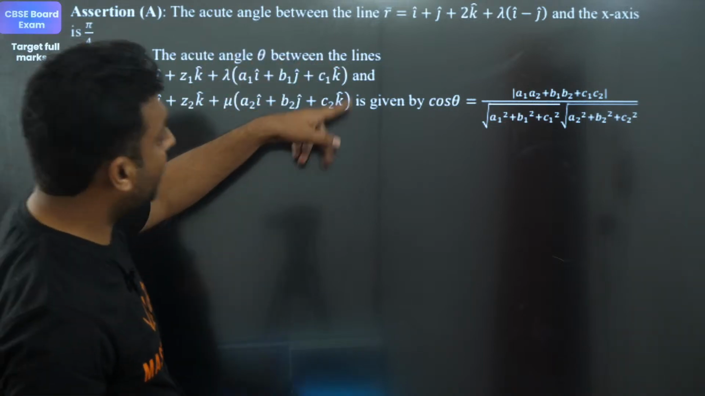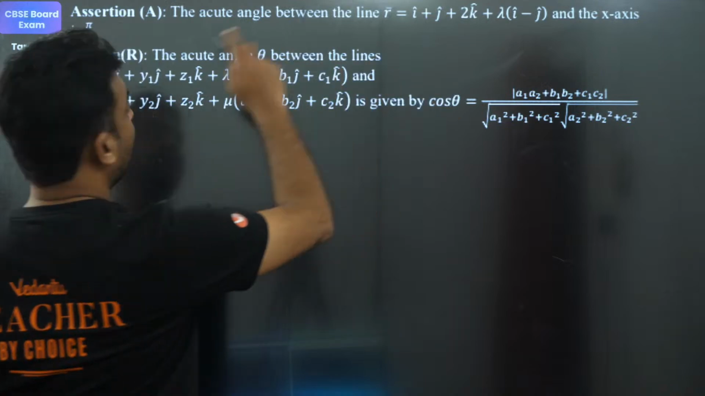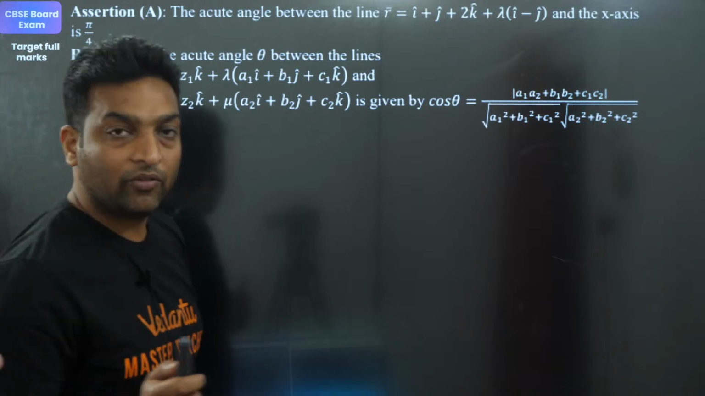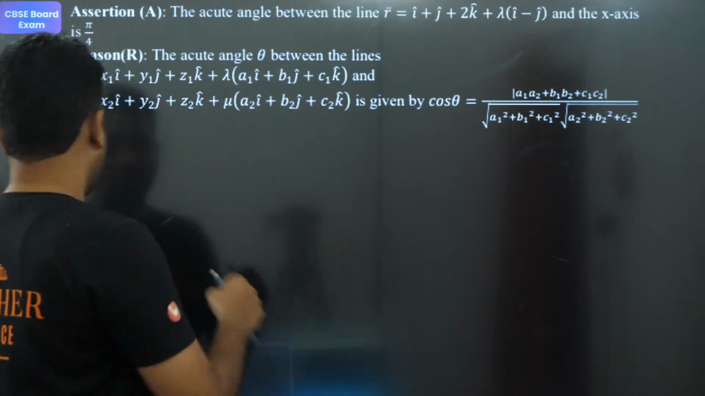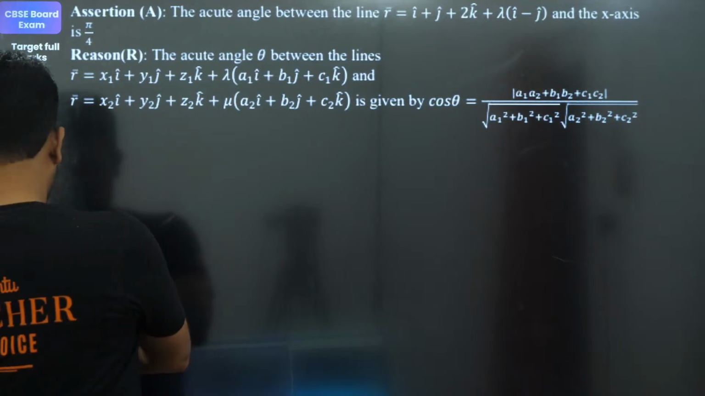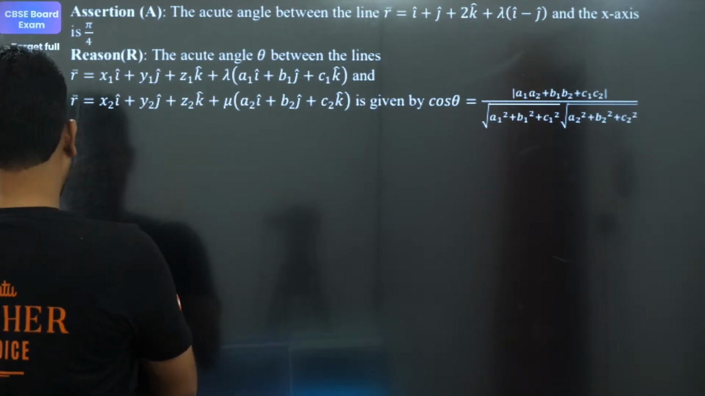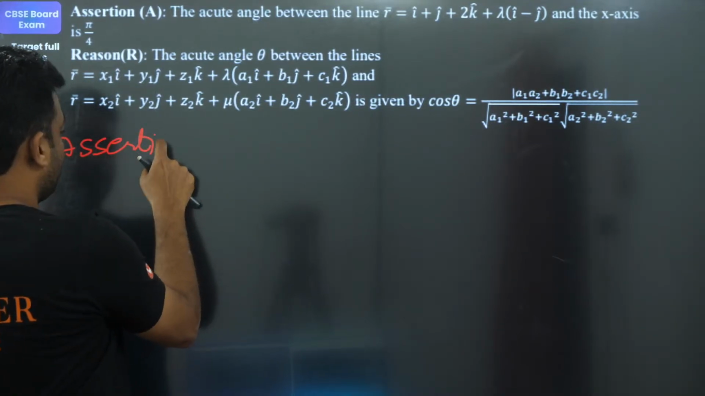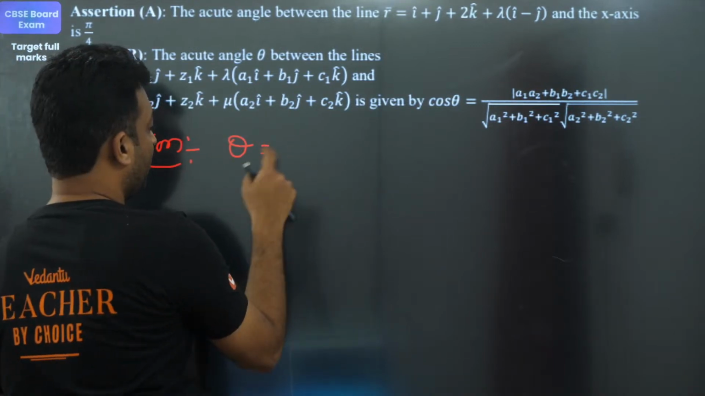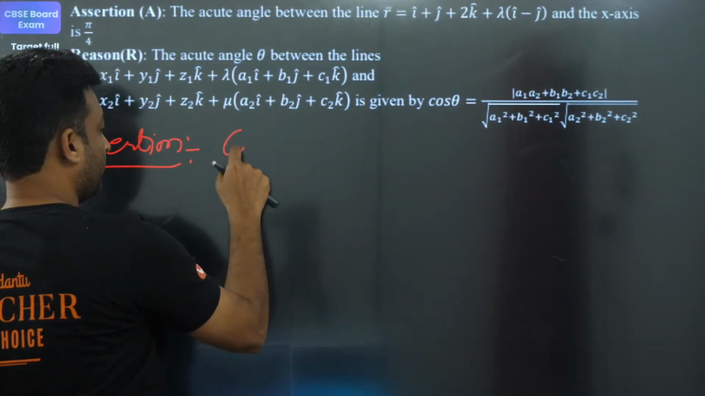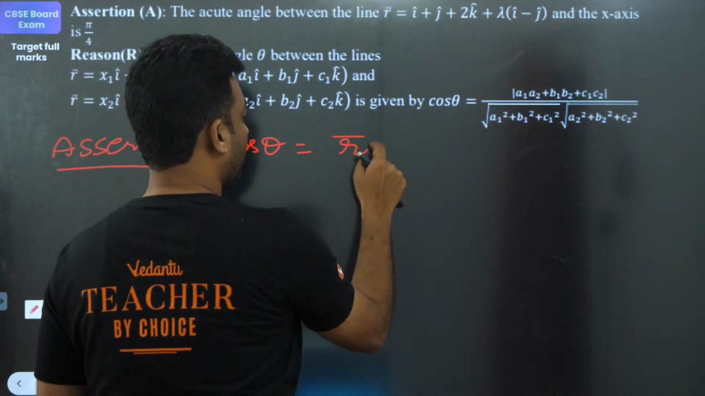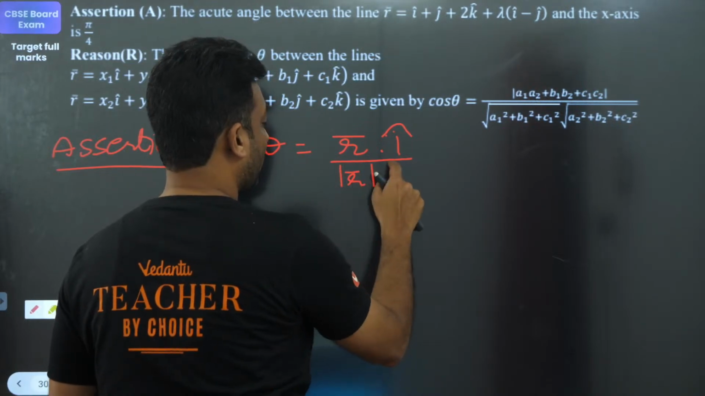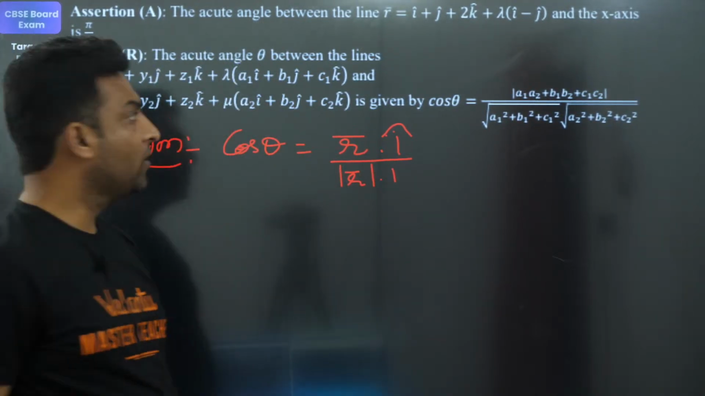So acute angle between r vector this and x-axis. R vector and x-axis means, very good, R vector and i cap. So angle between r vector and i cap. First, let's check assertion. Cos theta will be r dot i upon mod r. Mod i is already 1. What is r dot i?